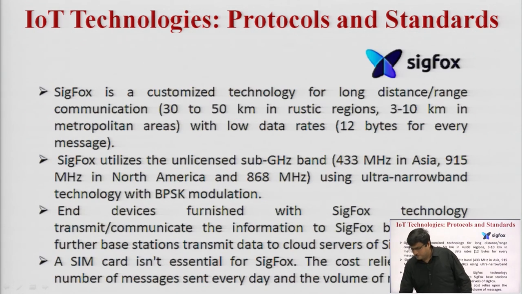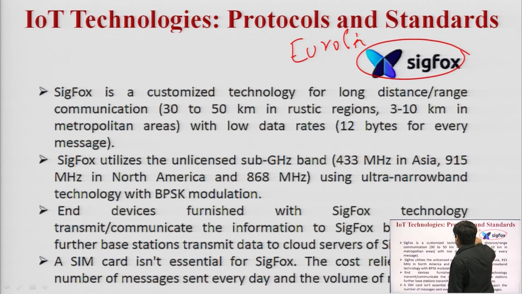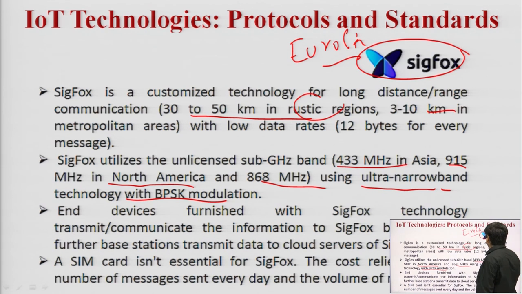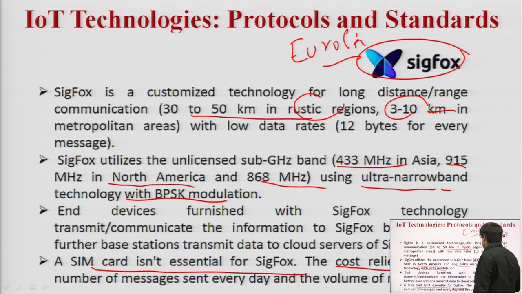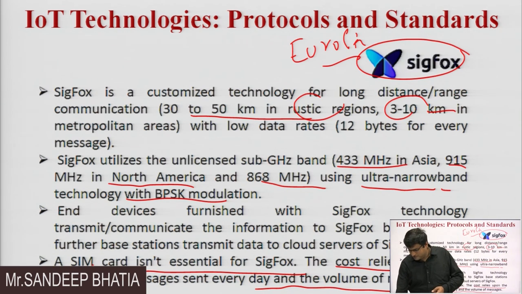Okay, so in our last slide we are talking about Sigfox. Sigfox is basically used in European countries. It lies in the unlicensed spectrum of 433 megahertz in Asia, 915 megahertz in North America and 816 megahertz, using ultra narrow band technologies. Sigfox has a range of 30 to 50 kilometers in rustic regions. In metropolitan areas it has a range of 3 to 10 kilometers. Here, a SIM card is not essential, we cannot use a SIM card. The cost relies upon the number of messages sent every day and the volume of messages. So the cost of Sigfox depends on how many messages can be transmitted in one day.